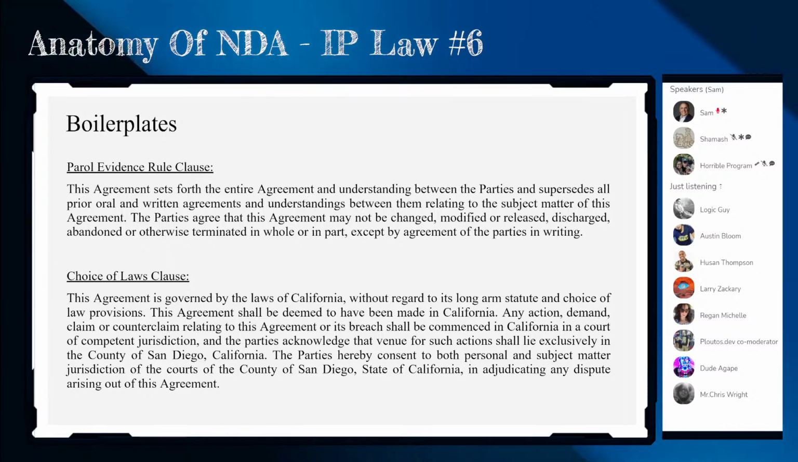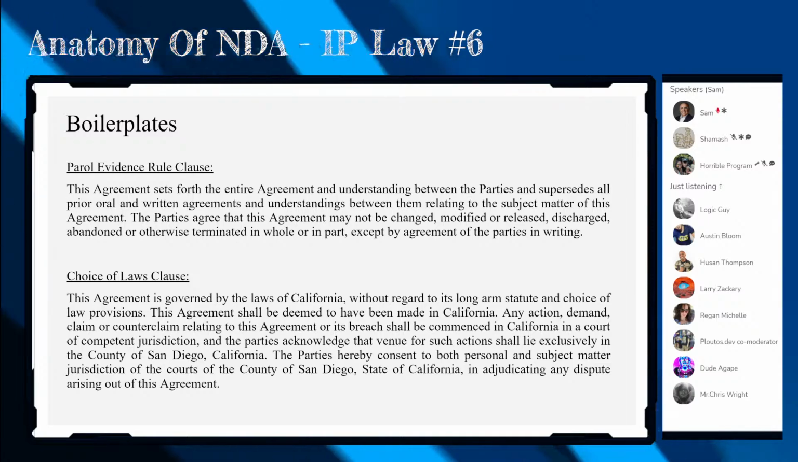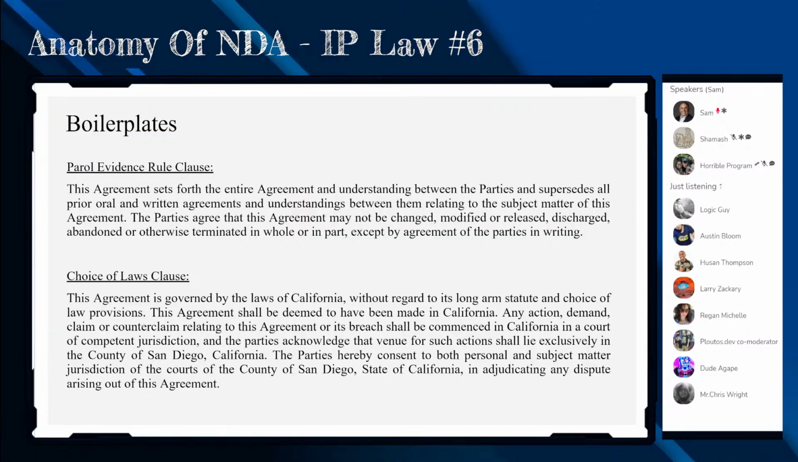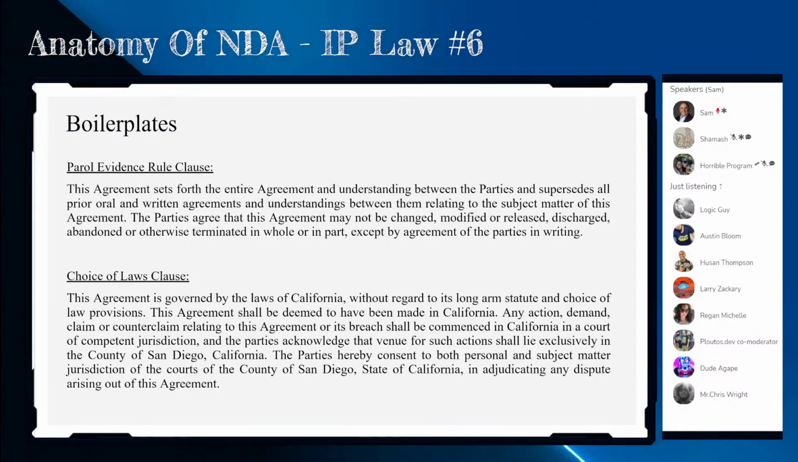So it says this agreement is governed by the laws of California without regard to its long-arm statute and choice of law provisions. So long-arm statutes and choice of law provisions are statutory provisions in California law that give jurisdiction over certain subject matters when those things happen outside of California. So this says don't look at those laws. They don't apply here, because we have all agreed that this is governed by the laws of California. The agreement shall be deemed to have been made in California.